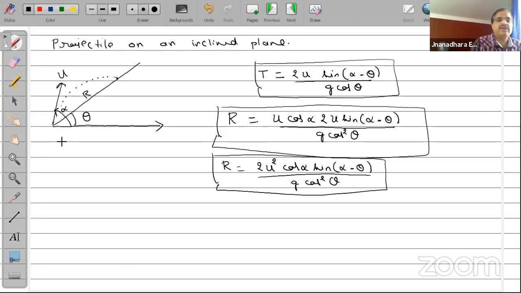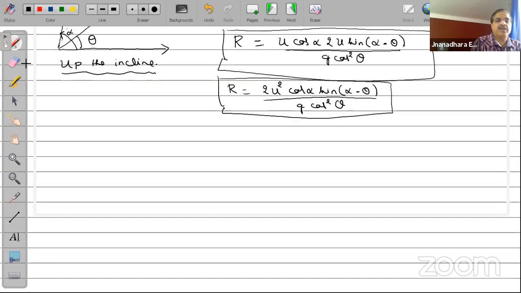Now, this we call projectile up the incline. That is, it is trying to climb the incline. Similarly, we can also think of a projectile which is projected down the incline. This is what will be given by the relation. This angle, let me take it as theta. This angle, let me take it as alpha. I'm defining all the things here again. Please remember, this is the range of the projectile. This is called projectile projected down the incline.